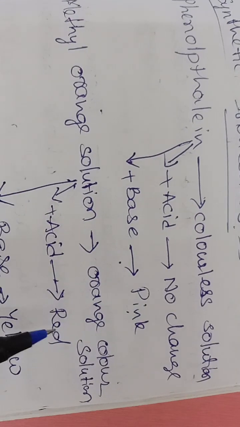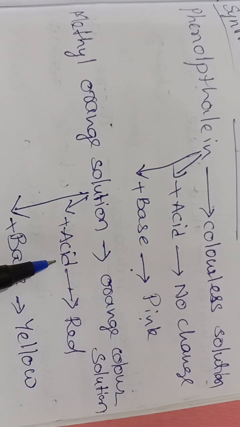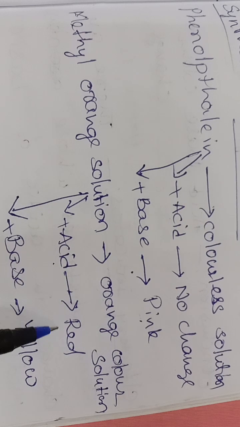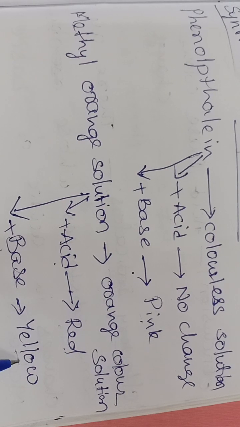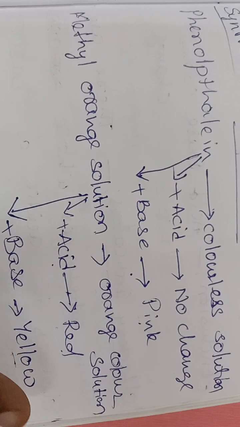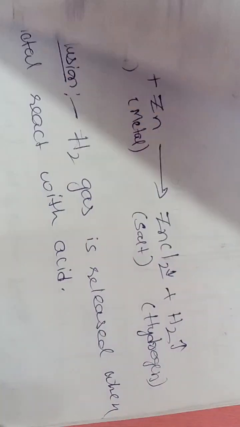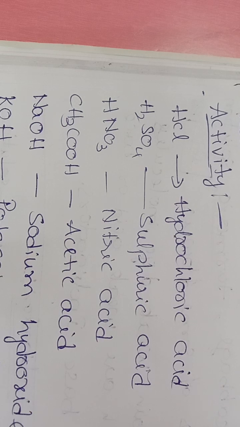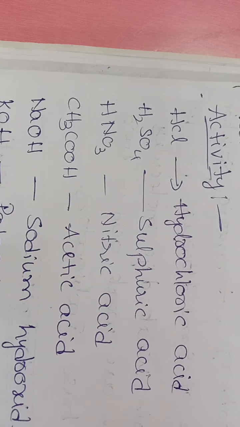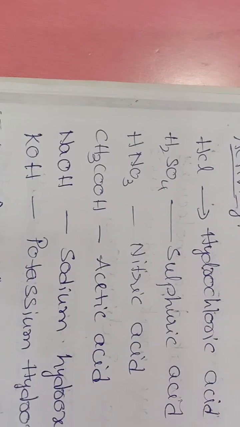Methyl orange is orange in color. If you add methyl orange to acid, it turns red. If you add it to base, it turns yellow. So, this is the nature of phenolphthalein and methyl orange solution. After that, we have the first lab activity: to test whether the given solution is acid or base using natural and synthetic indicators. What natural indicators are we using here? Only litmus paper, red litmus and blue litmus, and synthetic indicators, methyl orange solution and phenolphthalein solution.